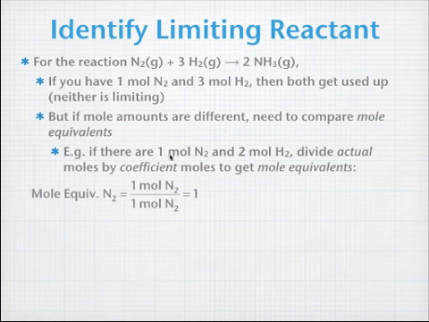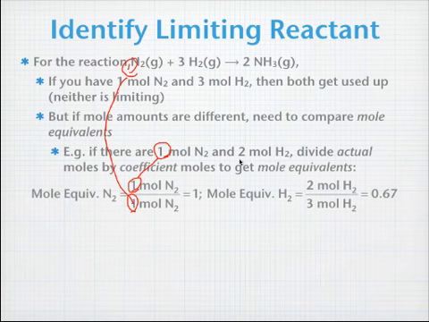So when I say the actual moles, we're going to take the 1 mole of nitrogen here and put it here. And then we're going to take the implied 1 mole here, and divide by the coefficient moles. In this case, they happen to be the same, and it gets us 1 as our ratio. For hydrogen, we'll do the same thing. We'll take the 2 moles of hydrogen that we're given and put the 2 there. Then we're going to take the 3 moles of hydrogen here, and that's what's going to go in the denominator. And we get 0.67 as our mole equivalent for the hydrogen.